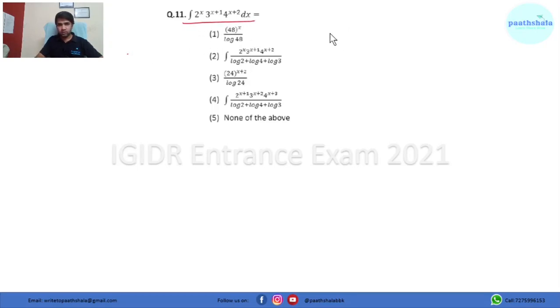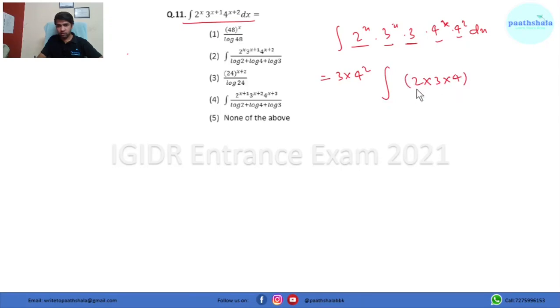Okay. So first, let's rewrite this integral as 2 to the power x, 3 to the power x into 3, then 4 to the power x into 4 square dx. Further, we can multiply this 3 into 4 square. So this will become 2 to the power x, 3 to the power x, 4 to the power x, this is (2 into 3 into 4) to the power x dx. So we know that the integration of a to the power x dx is a to the power x upon log a plus c.